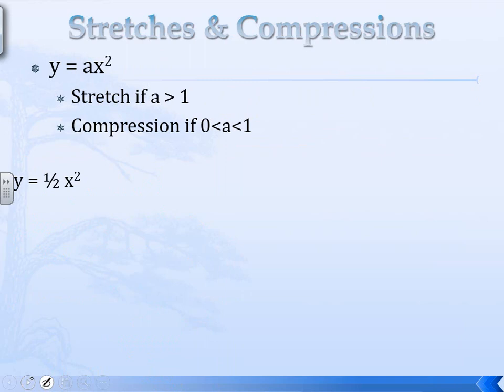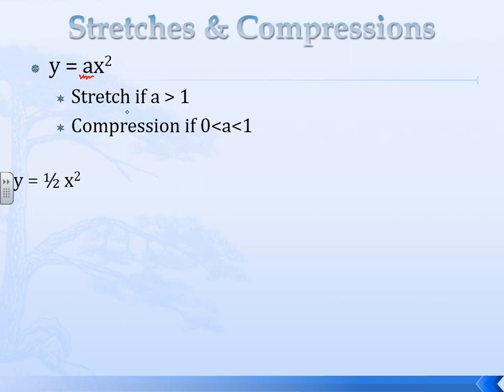Now let's look at stretches and compressions. Stretches and compressions come from the value a in front of the x squared. In absolute values, this also acted as your slope. But in quadratics, it cannot be a slope.